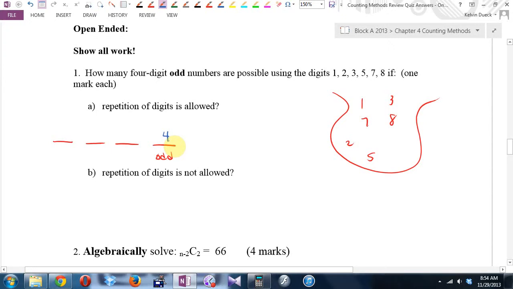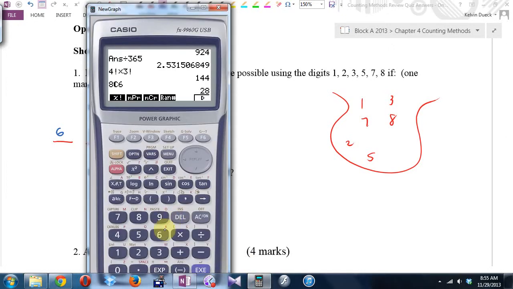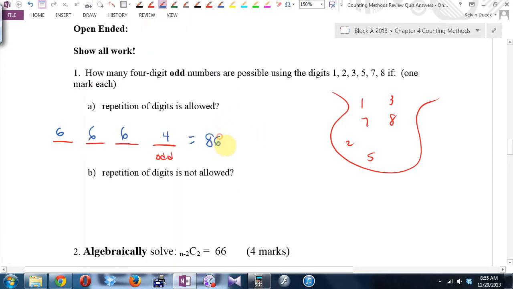Now, once I've put an odd number there, am I allowed to reuse it in example A, or do I keep it out of the bag? So it goes back in, we shake everything up. Now there's no longer any restrictions. Now I think it's going to be 6, 6, 6, and 4. It's going to be 6 to the third times 4, the shortest way to type that. It's going to be 864. 1 mark.